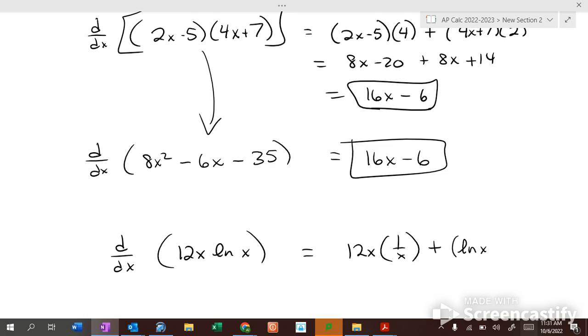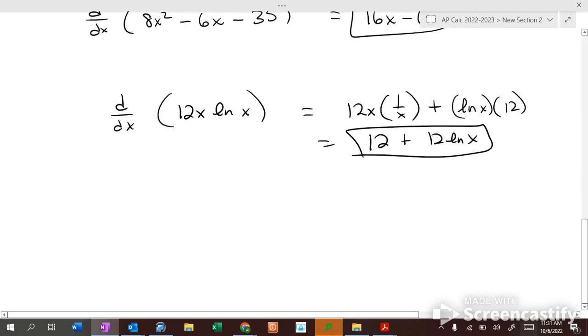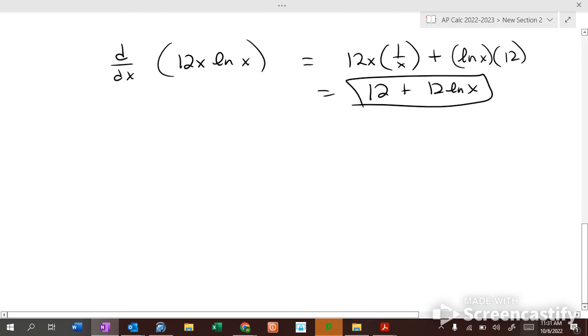ln of x times the first derivative? 12. Well, 12x times 1 over x, the x's cancel, so you're just 12 plus 12 ln of x is what it works out to be. 12 plus 12 ln of x. Okay? Product rule. So you'll have e to the x's, you might have some trig functions in there, and so on.